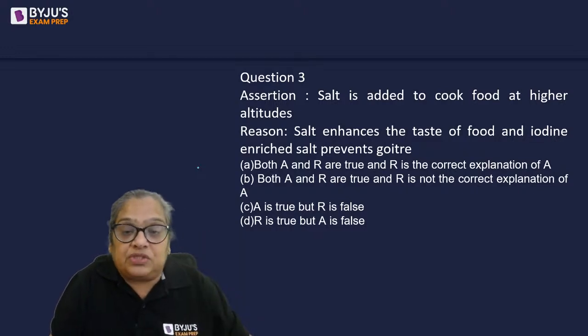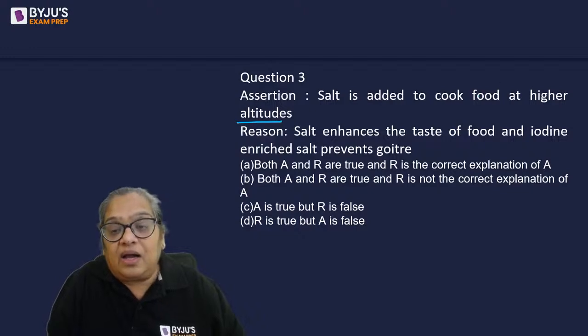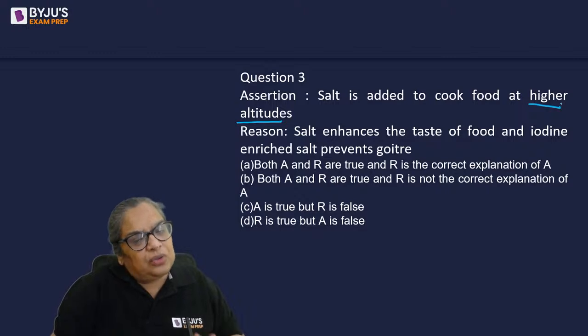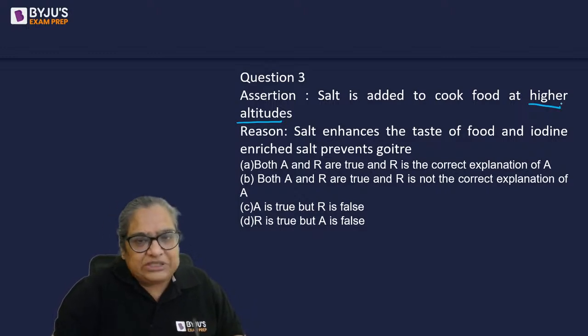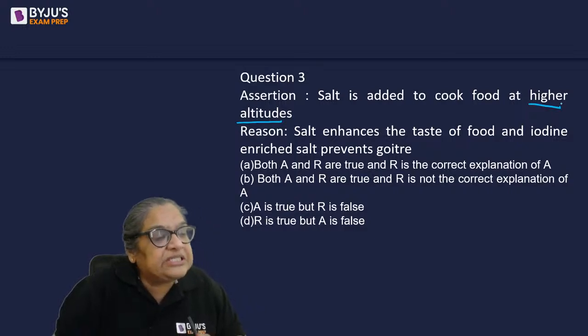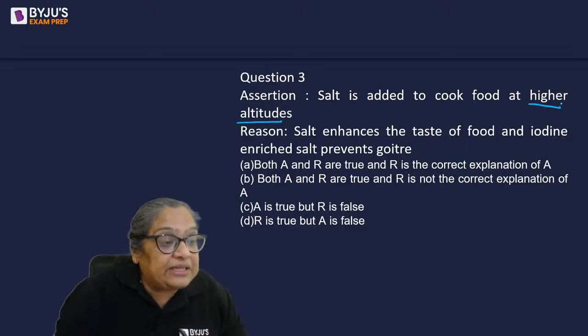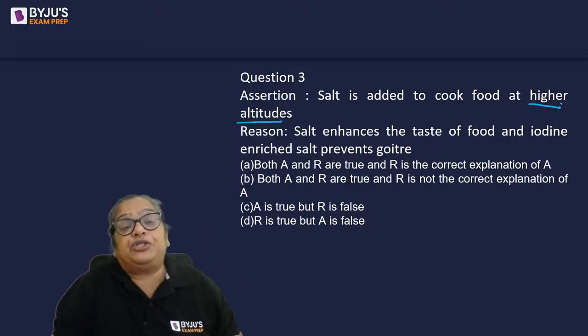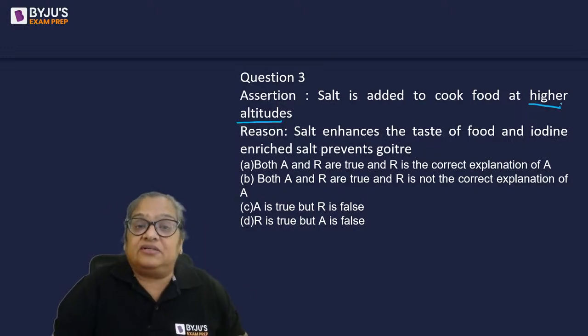Higher altitudes. Here is the question: A salt is added to enhance the flavor of all food, but too much salt is not good. At higher altitudes, is this the reason why salt is added? Mirza, that's what you have to see. Think again. At higher altitudes, salt is added to the water so that vegetables can cook faster.